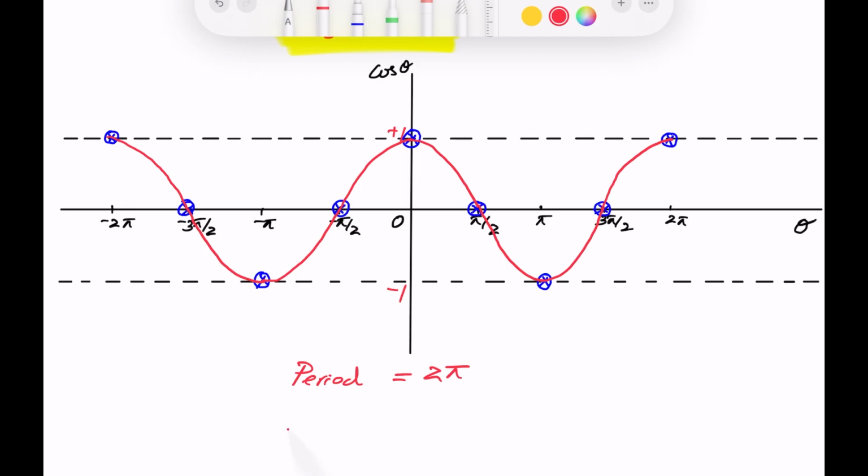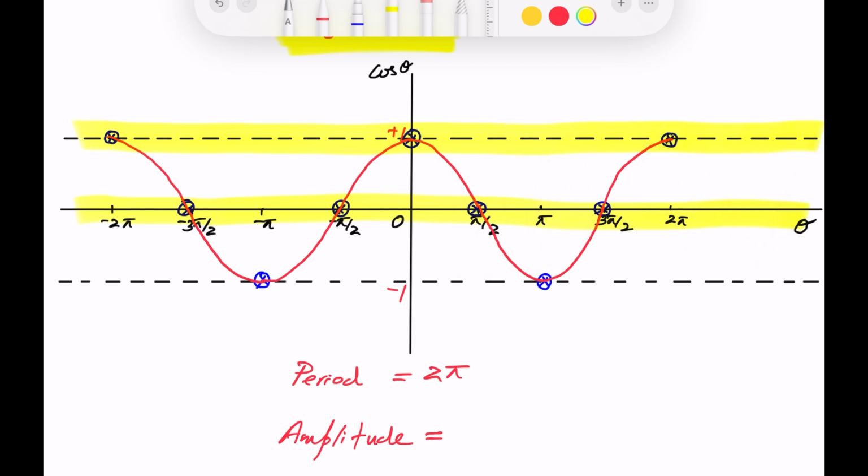Similarly, we can identify the amplitude. The amplitude is defined as the distance from the center line to the peak. We know that the center line is at 0 and the peak is at 1. Therefore, the amplitude should be equal to 1. These 2 pieces are exactly the same as the sine theta curve.